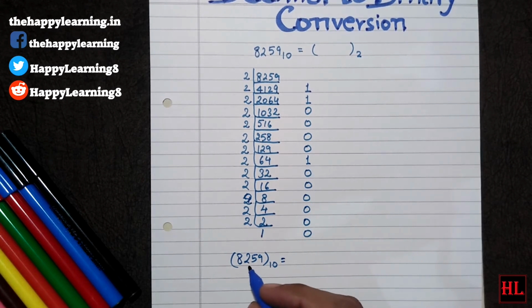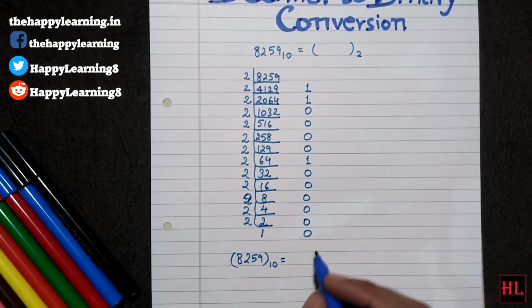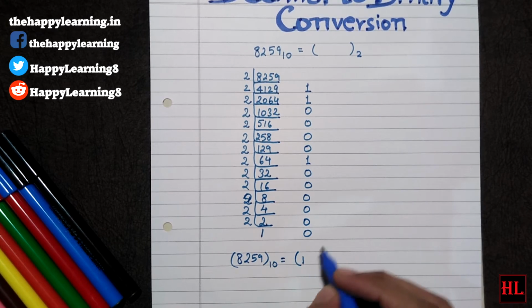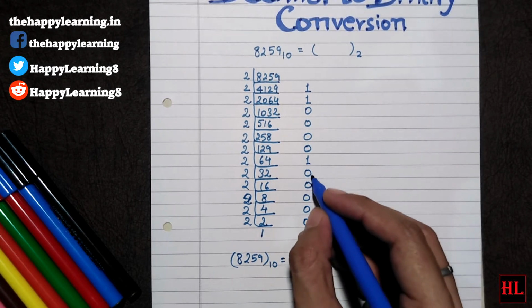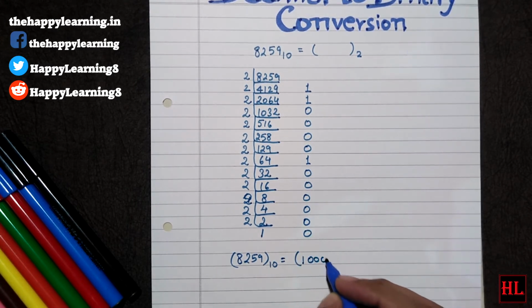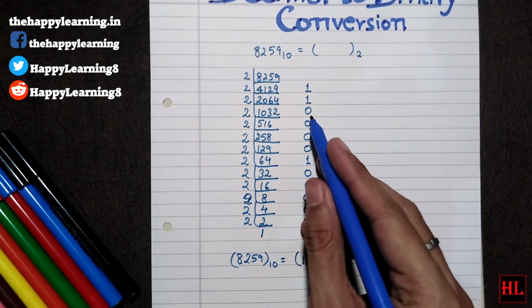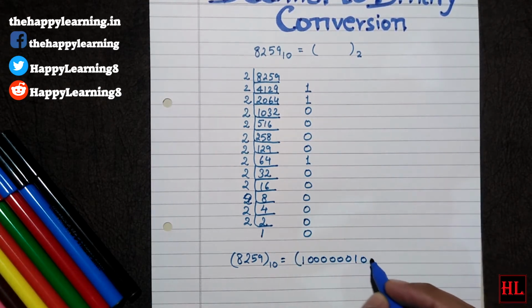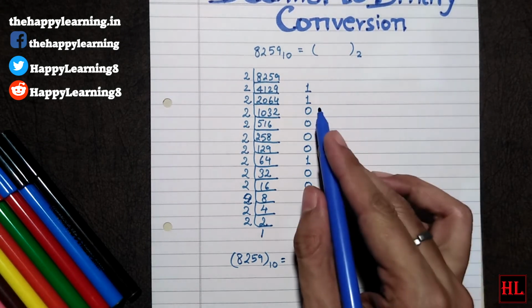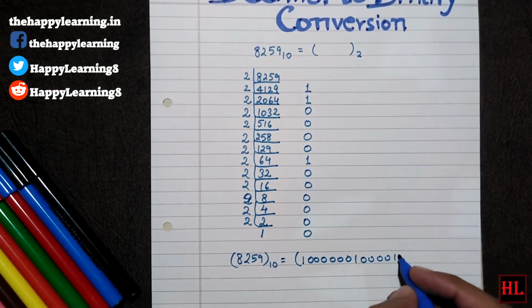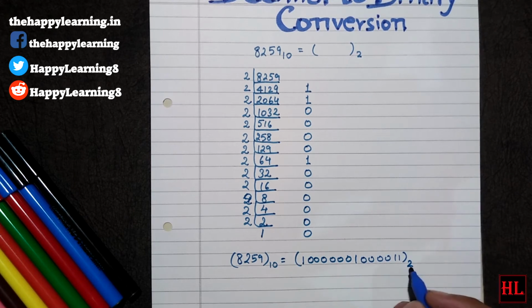So the binary equivalent of 8259 is 1, then 6 times zeros, then 1, then 4 times zeros, then 1 and 1. So this is the binary equivalent of 8259.